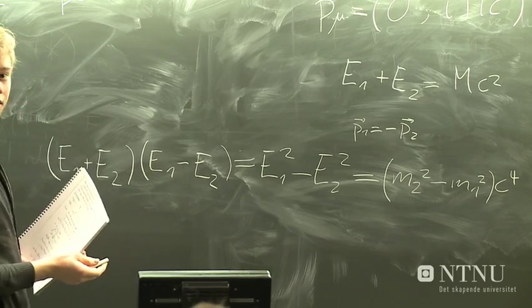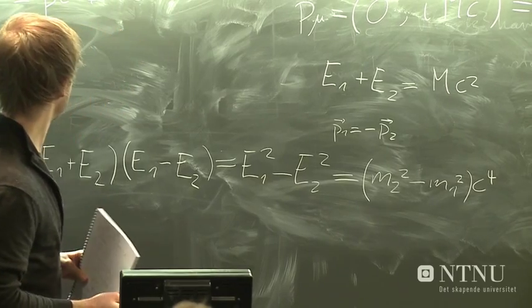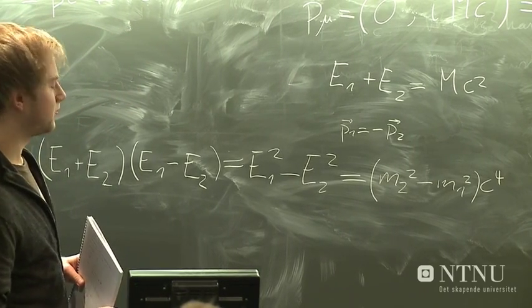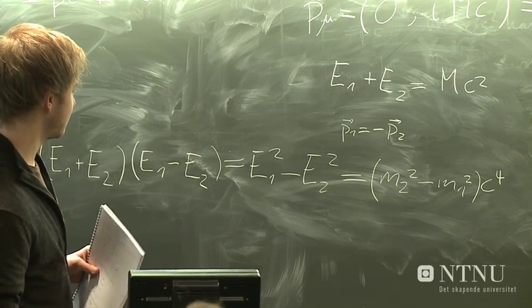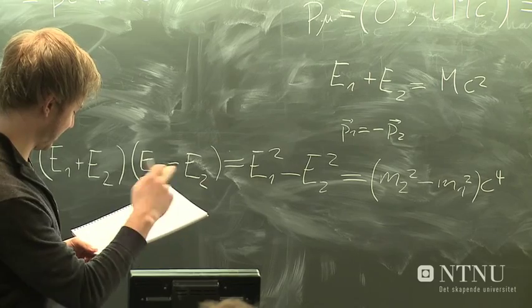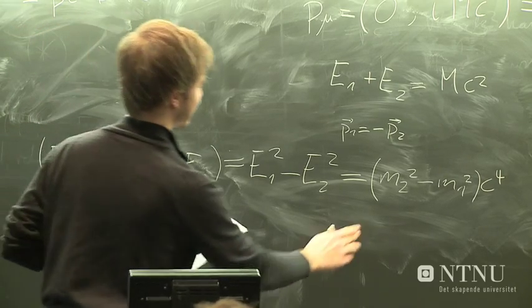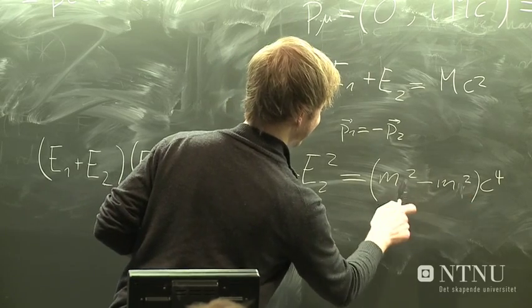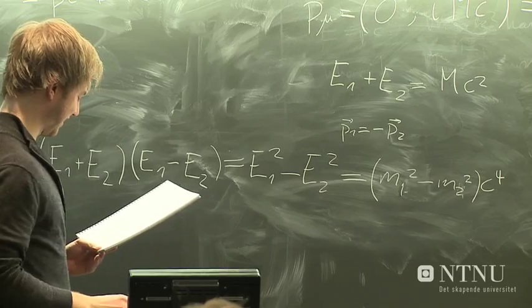And this, of course, equals... So if we could just make one comment. From this equation for the energy, you get E1 squared minus E2 squared is equal to M2 squared minus M1 squared. I may have made a mistake. I wonder if it should be M1 squared minus M2 squared. Do you agree? I guess you're right about that. Yeah. Okay.